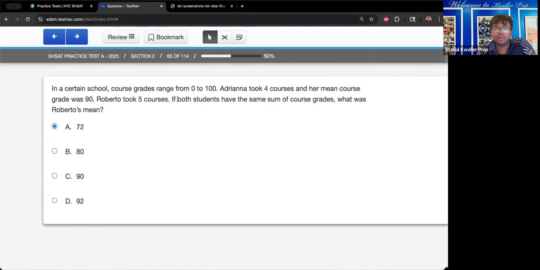This one, since it says both students have the sum of the same course grades, and Adriana took 4 courses, grade was 90. 4 times 90 is 360. Roberto took 5 courses. So if he took 5 courses and he had the sum of 360, 360 divided by 5 is 72. So the answer should just be A. And yeah, that's how you do it.